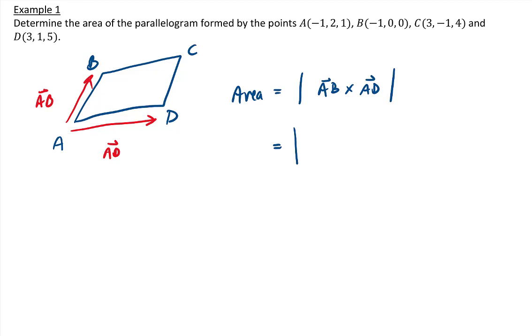So all we need to do is figure out the components of vector AB. Remember that's OB minus OA. Here's vector OB, and here are the components for vector OA. So OB minus OA is going to be equal to 0, -2, -1. And then we're going to cross that with vector AD. So there's D, and there would be the components for OD and OA. So OD minus OA would be equal to 4, -1, and 4.